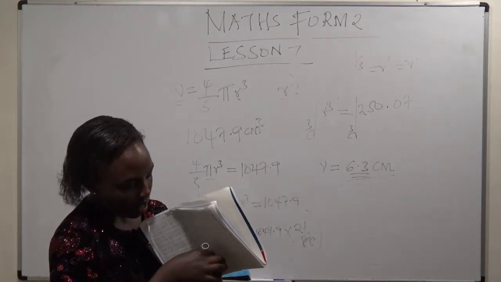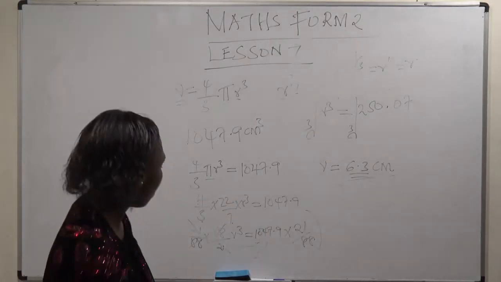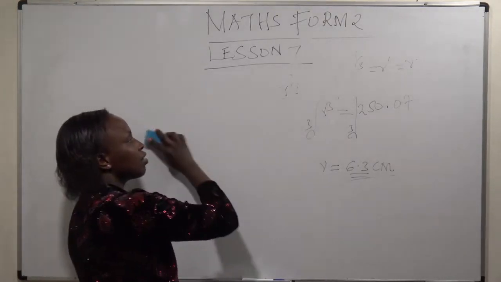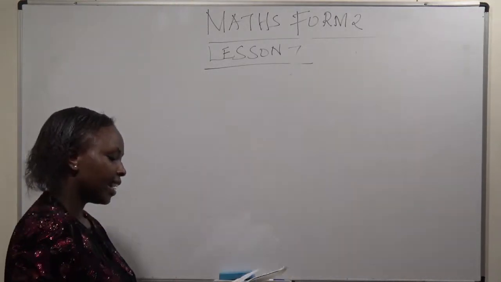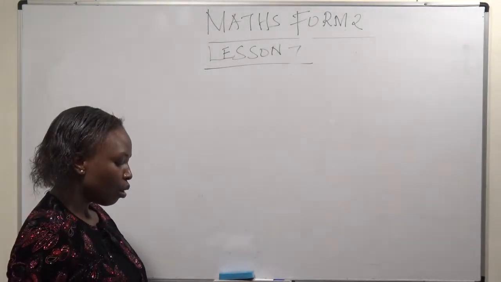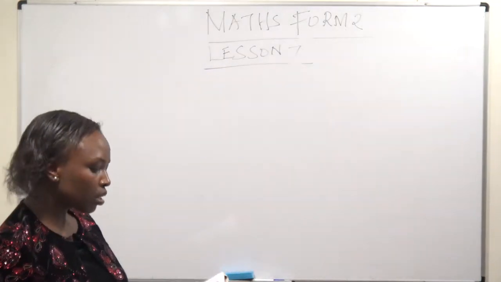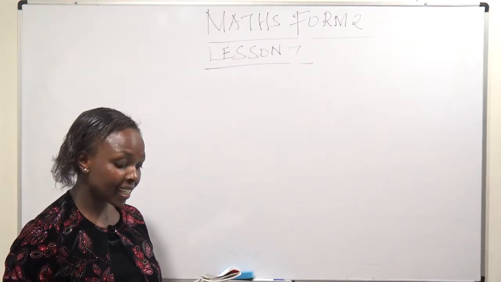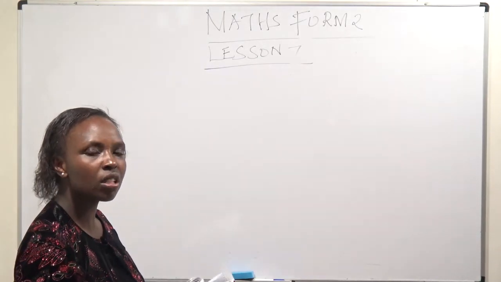You're supposed to get 6.3 centimeters. Let's now look at our very last question, question number 3. Remember, I left you with 3 questions to tackle. Our last one read as follows: Find the volume of a cube whose volume equals that of a cylinder of height 8.6 centimeters and radius 3.8 centimeters.